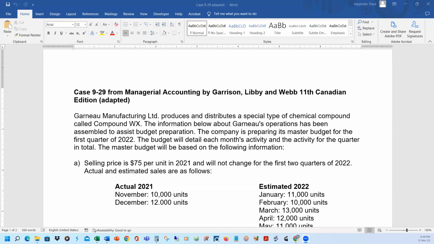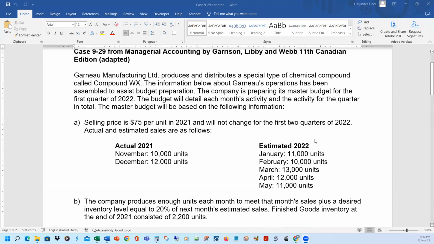Now, for an optimal learning experience, I would suggest that you download the case information, which is in the form of a PDF file. And if you prefer to work along with me, then you would also want to download the solution template, which is in the form of an Excel file.